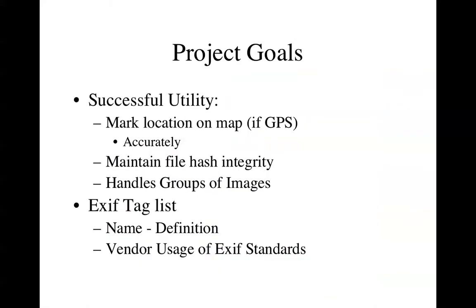So this particular project had some goals. These were to mark a location on the map if it has GPS. It also has to deal with not only images, but other files in the directory. So it has to know the difference between an image file and a non-image file. If it has GPS, or if it does not, it has to map those accurately. That was all part of the testing and control groups that were checked.